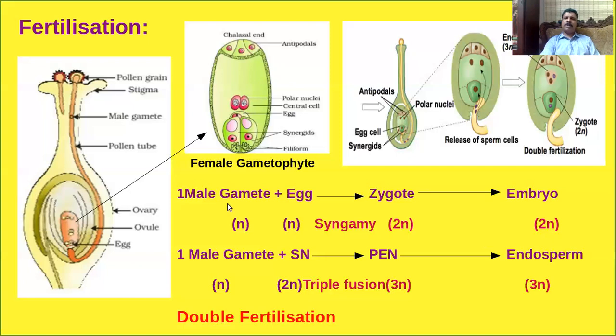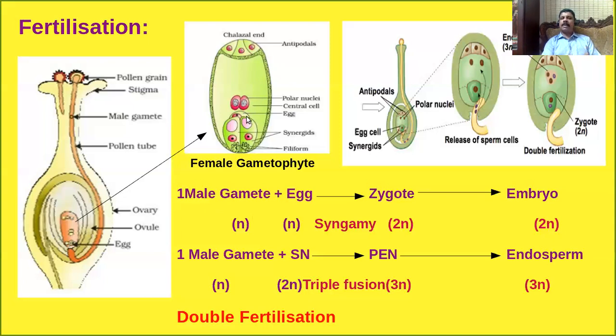Actually, you are very familiar with this. The fertilization process occurs inside the ovule. So after fertilization, this ovule must be converted into a seed. Okay, I would like to discuss this fertilization process once again. Dear students, after the pollen tube has entered inside the ovule, what will be there?